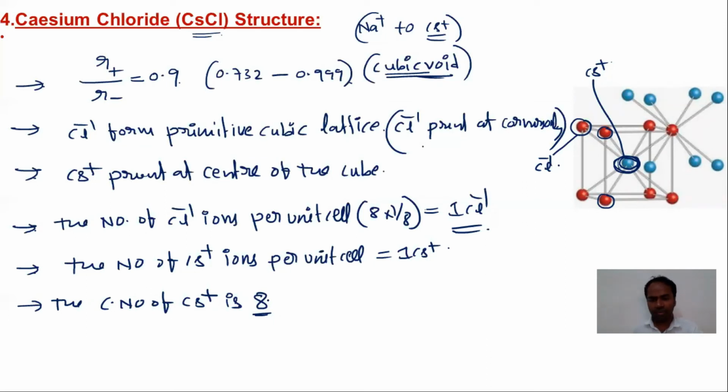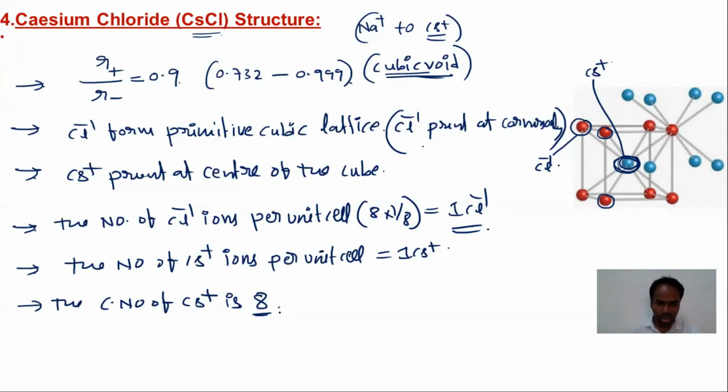The other way of explaining how the coordination number of Cs plus is 8: I told you Cs plus occupied the cubic void. So what is the definition of cubic void? The void surrounded by how many spheres? Total 8 spheres. 8 spheres means 8 Cl minus ions. So the nearest neighbors of Cs plus is 8. Directly you can tell based on the void that the coordination number is 8.